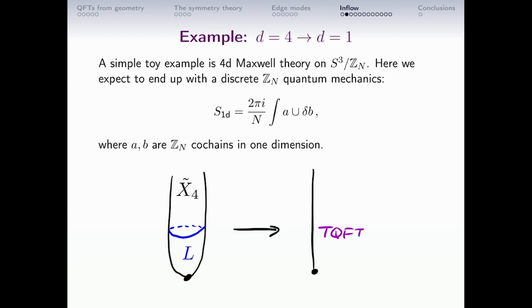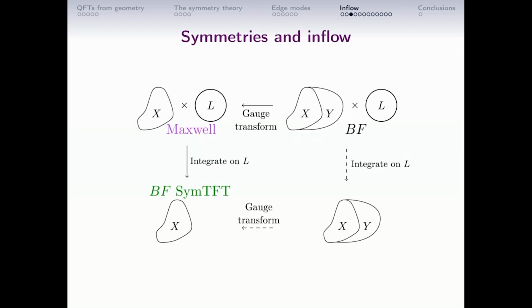Let's say that we have 4D Maxwell theory on a lens space. And if you do that, I claim, let's see how this goes, that in one dimension, in 0+1, you end up with a discrete Z_N quantum mechanics. So this theory is not completely trivial, even if S^3 mod Z_N has only the volume form and harmonic forms. So, okay, we have A, B, which are certain cochains in one dimension. These are the fields in the 1D theory. I want to obtain that effective theory.